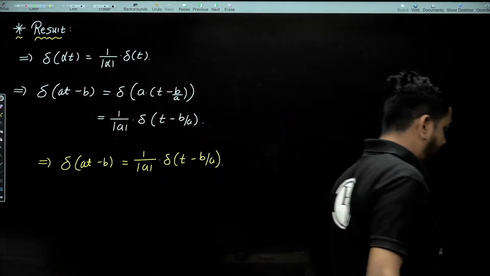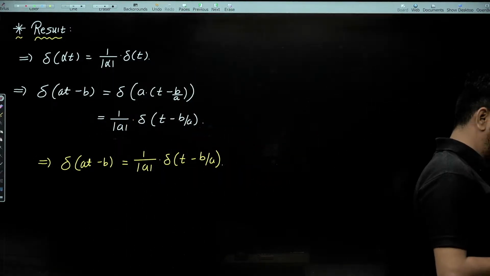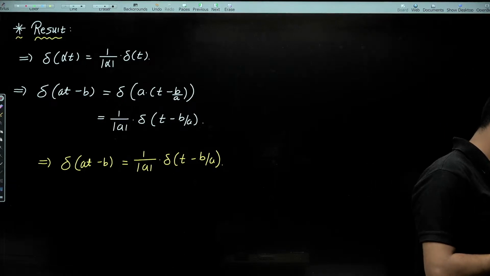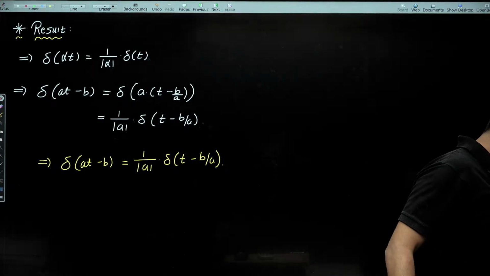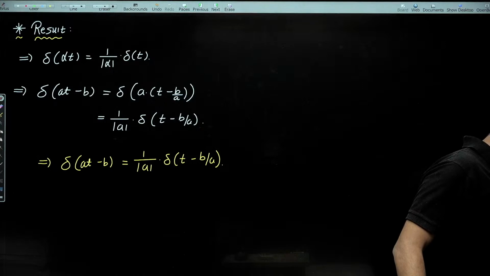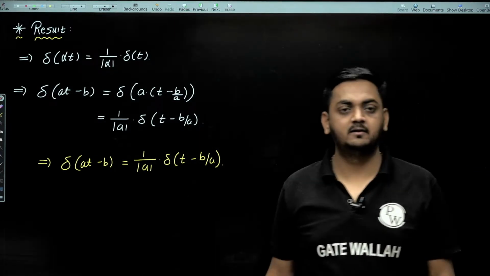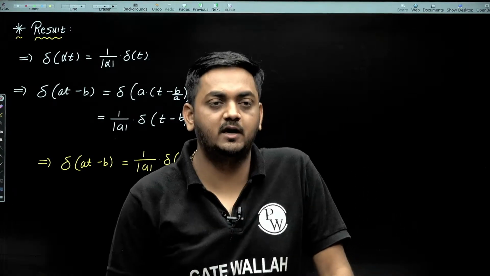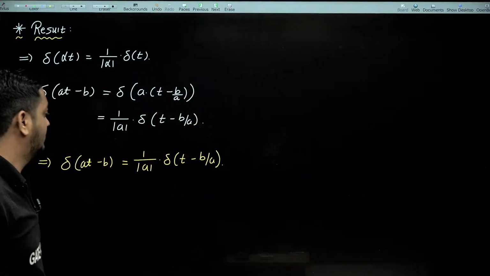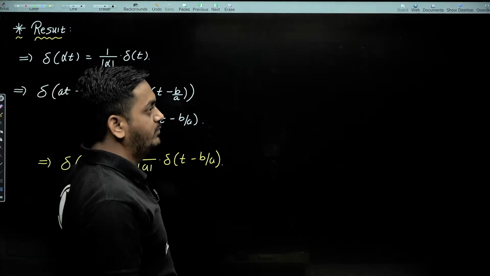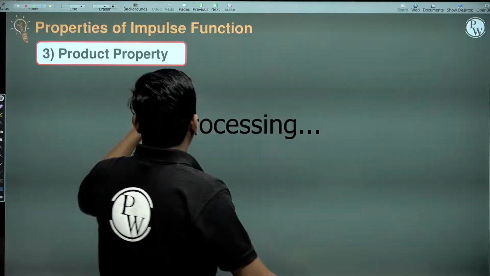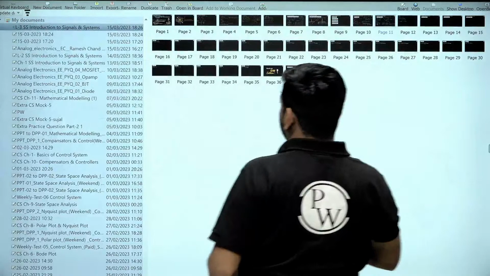So this is the important result that you people have to remember. Correct? This is the important result from this scaling property that you have to remember, guys. Now we can solve this question.